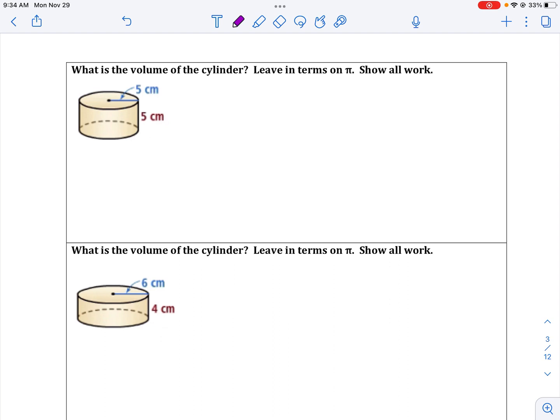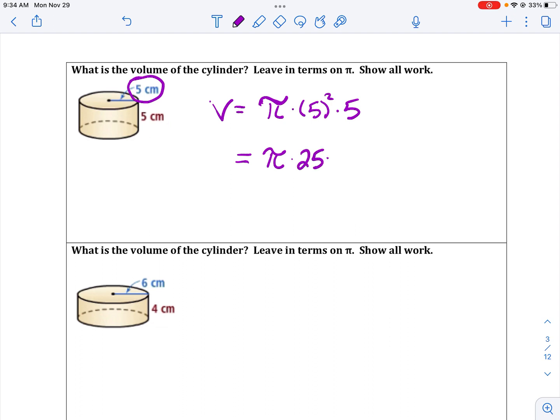So here's what we mean by leave in terms of pi. First, volume equals pi times radius squared. My radius is 5, right? Times the height, which is also 5. So I'm leaving in terms of pi, so I'm not going to do anything with the pi. Nothing at all.